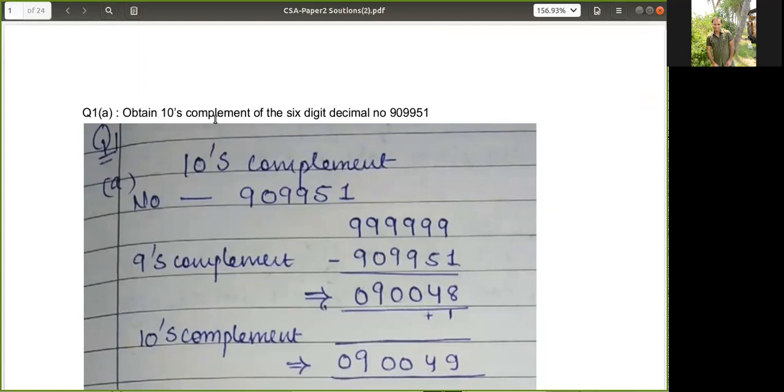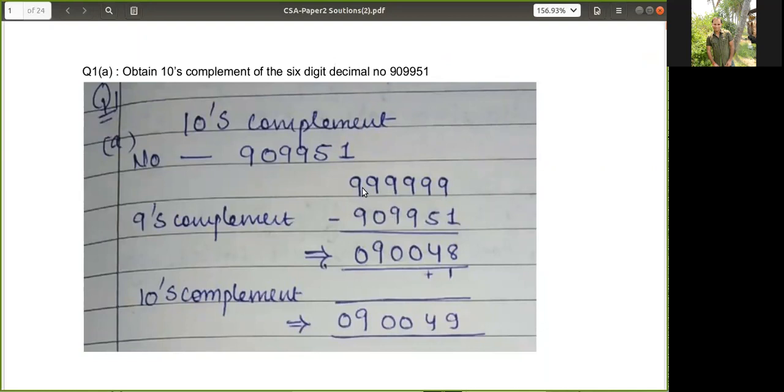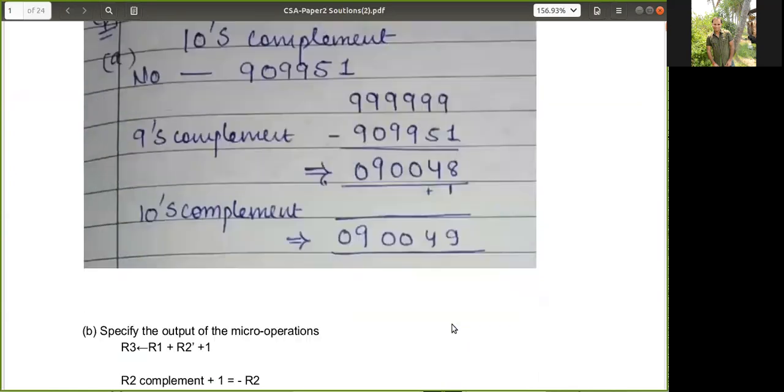Part A: obtain the tens complement of the six-digit decimal number. To find the complement of a number, and here it's the tens complement, we write the number and then subtract it from 999999, because for an x complement we write the (x minus 1)'s number and then subtract that number. So we write 999999 here and then subtract 909951. After the subtraction, that is the ninth complement. We have to find the tenth complement, so for the tenth complement, we have to add one. So that is the solution.